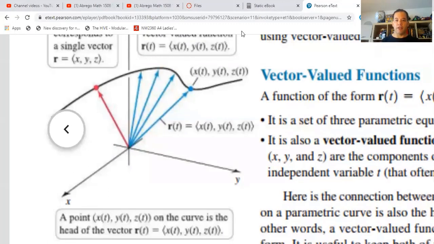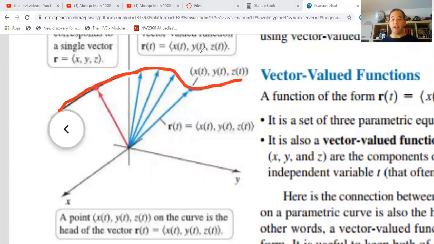So let me try to draw on top of it. So essentially, as x and y move, the point moves on top of the curve, right? Kind of like I'm doing right now. Right, like that. And so that's one way of thinking about it.